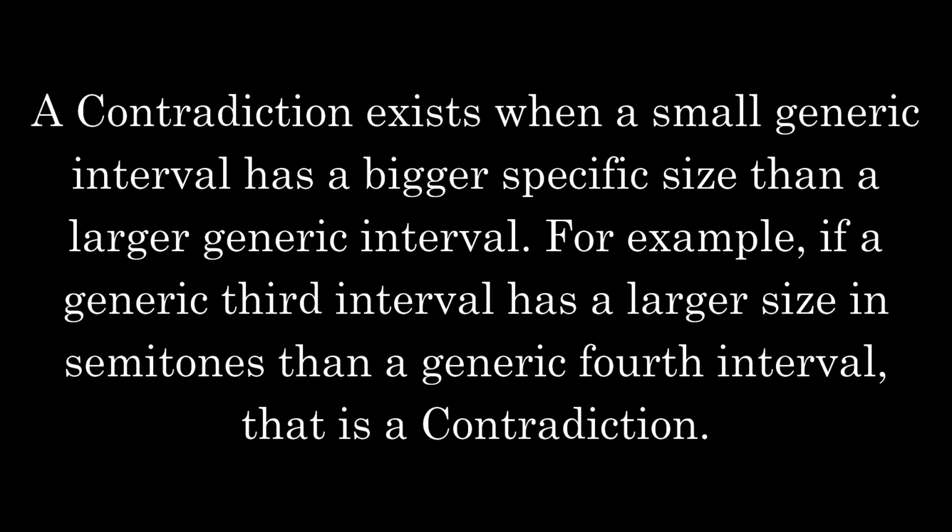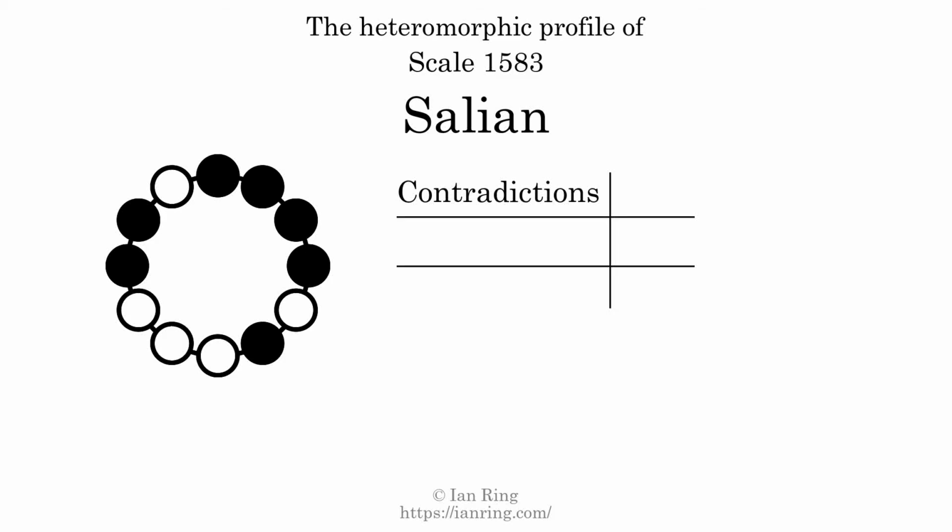A contradiction exists when a small generic interval has a bigger specific size than a larger generic interval. For example, if a generic third interval has a larger size in semitones than a generic fourth interval, that is a contradiction. The number of contradictions in this scale is 43.